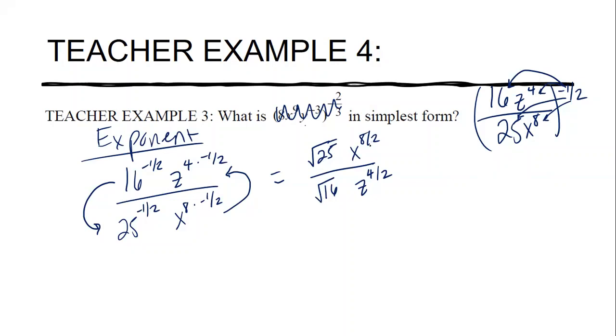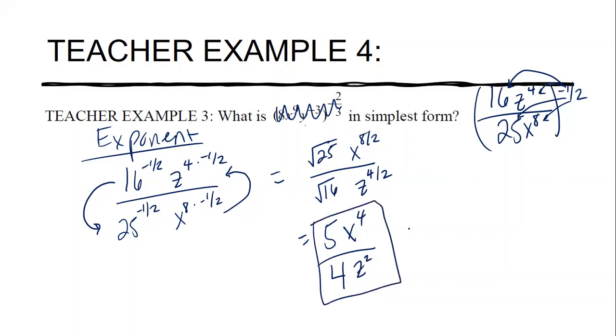Okay, what is 8 divided by 2? Well, what's the square root of 25? I'm sorry. What's 8 divided by 2? What's the square root of 16? What's 4 divided by 2? Do I have any remaining rational exponents? No. So is there a radical form? No.